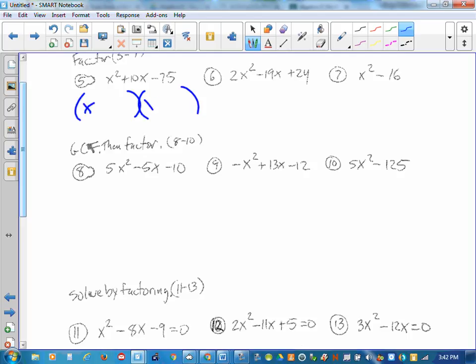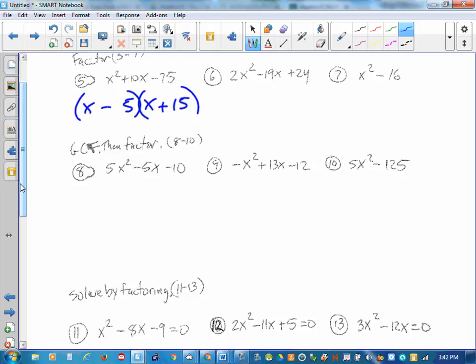Put an x here and here. We think about what multiplies to make 75. That would be 5 times 15. And that's good because they differ to make 10. The 15 needs to be positive and the 5 needs to be negative.